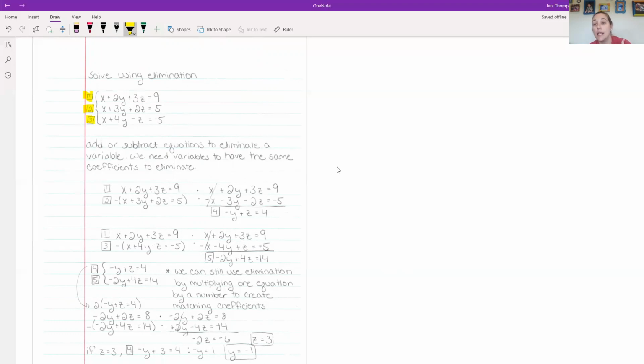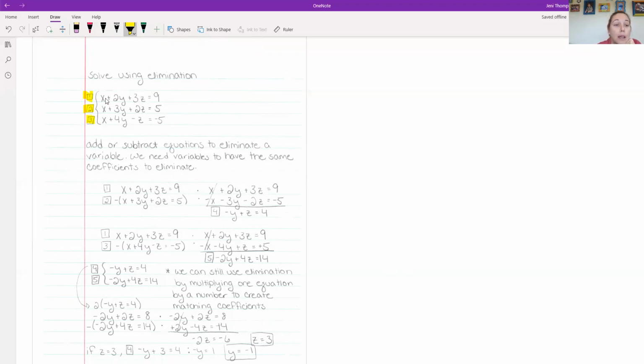So when we did system of equations with 2, solving by elimination was always a method. We could add or subtract our equations to eliminate a variable. So we need variables to have the same coefficients to eliminate. Add or subtract equations to eliminate a variable.